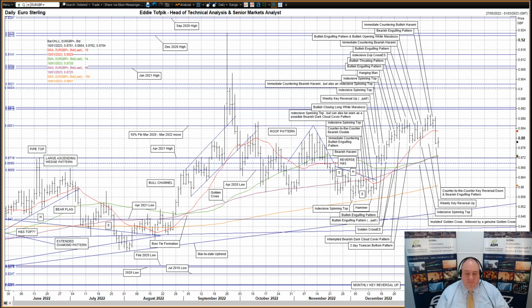Now, so far today, a slightly higher open, followed by a small move lower, just below last week's low, before reverting back up again. And looking right now, well, it was borderline an indecisive spinning top, and it's more like an indecisive doji cross right now.